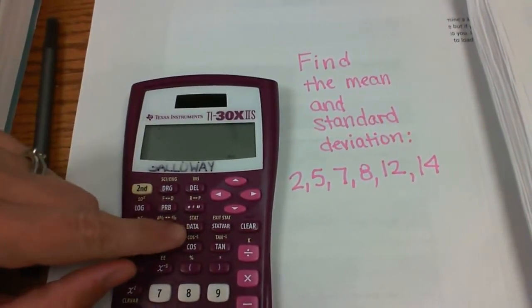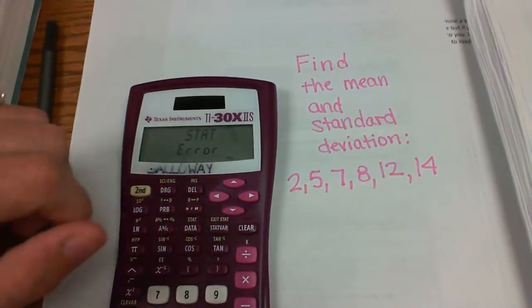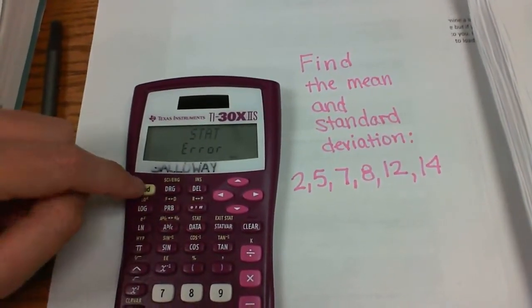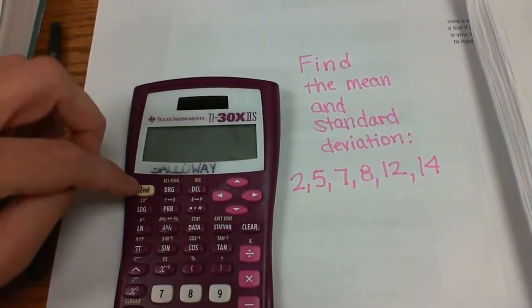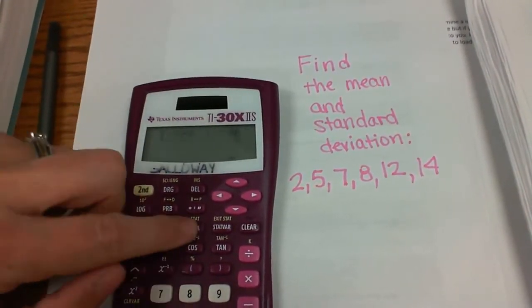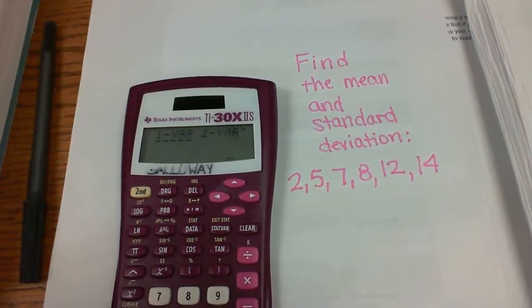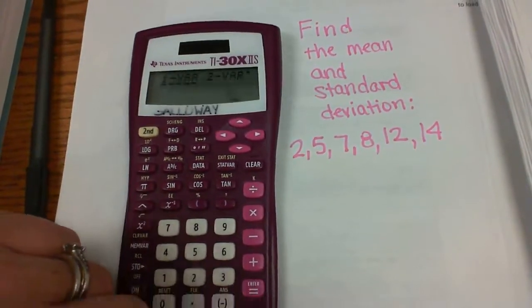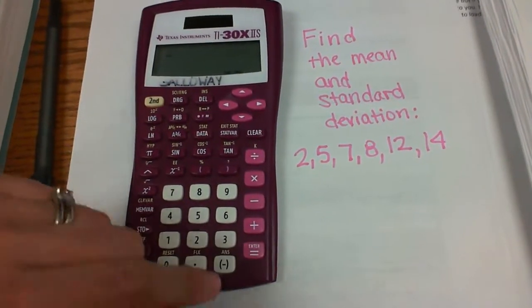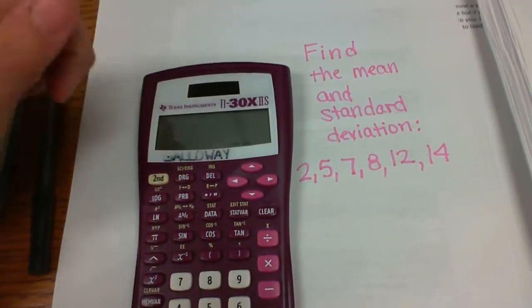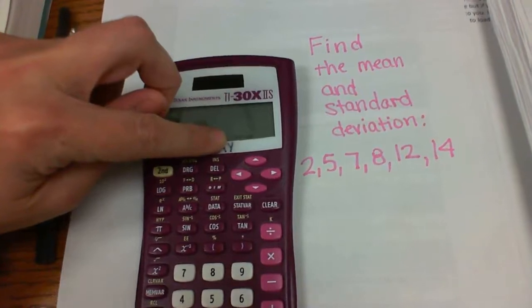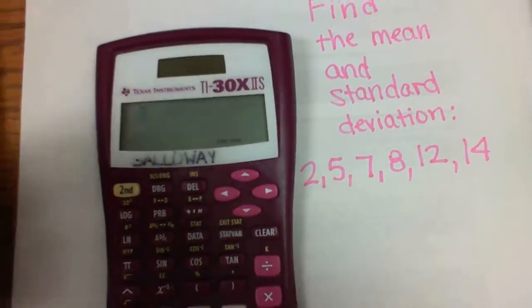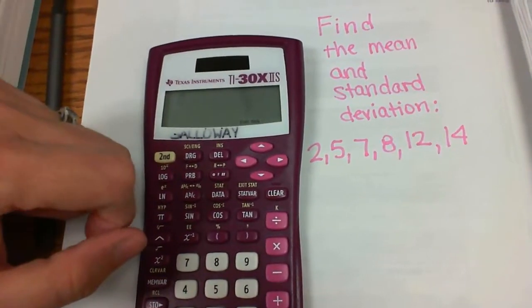If you click on data here, you'll get an error. I think first what you want to do is press second, data, and then choose one variable. See how it's highlighted there already, and then just push enter. It's not going to look like anything, but it has the stat indicator here to show you that it is in statistics mode.